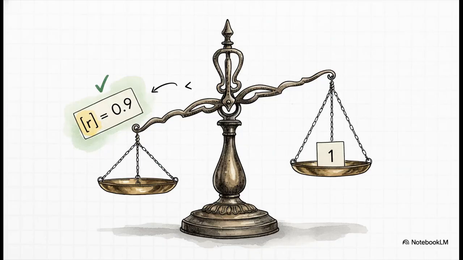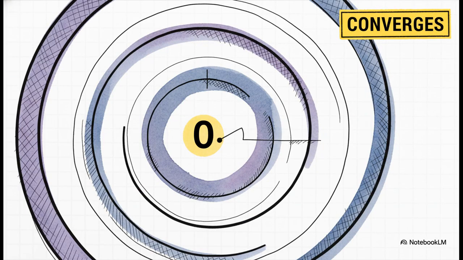So let's just apply the rule. Our base r is 0.9. Is the absolute value of 0.9 less than 1? Yeah, for sure. The condition is met. And just like that, we have our answer. So the verdict is in. It converges. And what's cool about this rule is we know exactly where it's going. Any geometric sequence that meets this condition is always heading straight for 0.